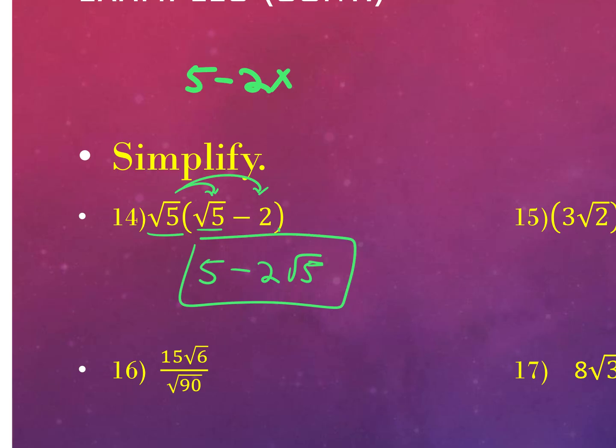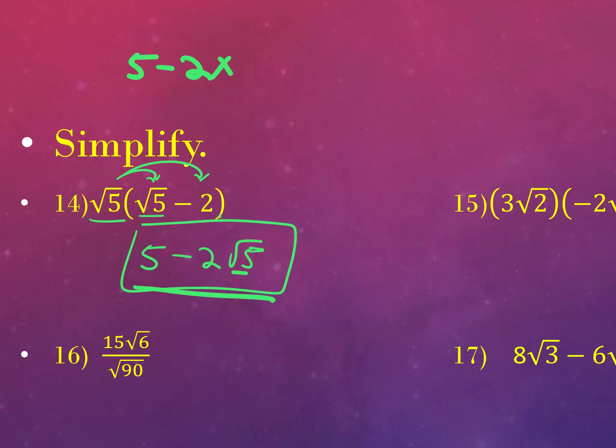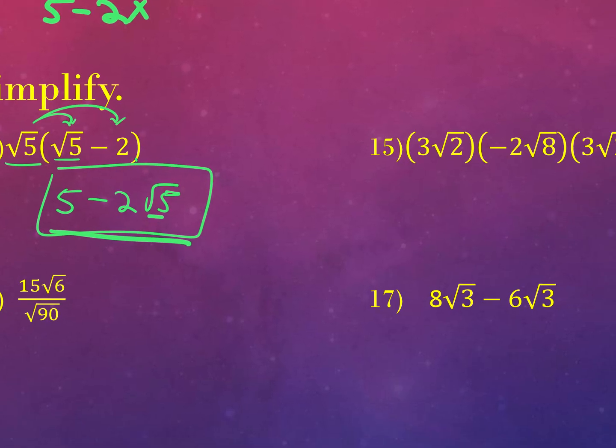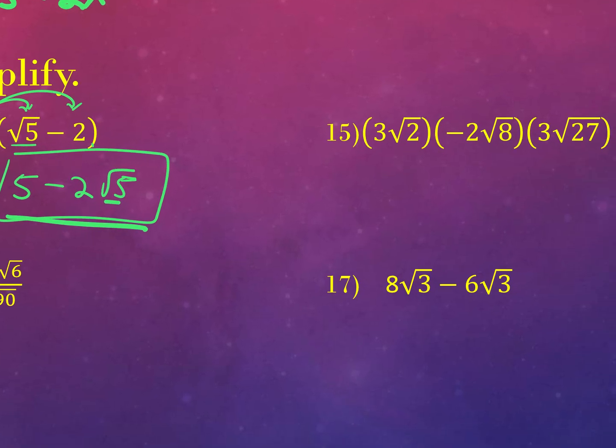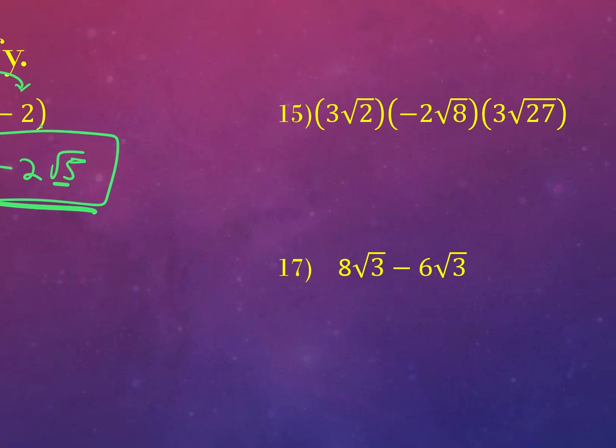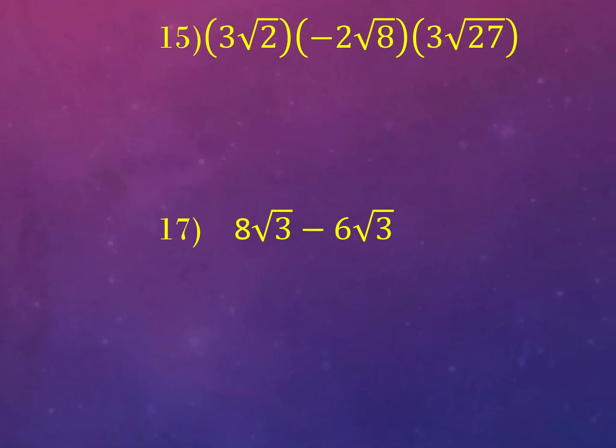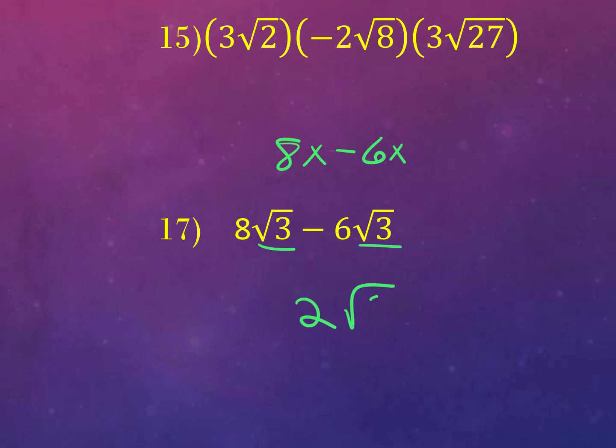Nothing more to that, right? Same thing here. This is 5 minus 2 and a radical. So they're not like terms in this case. But something like 8 square root of 3 minus 6 square root of 3, what can we do there? Are they like radicals? Yeah, they're the same thing, right? So this is similar to if you did 8x minus 6x. These are the same number. So this is just going to be what? 2 square root of 3. Good.